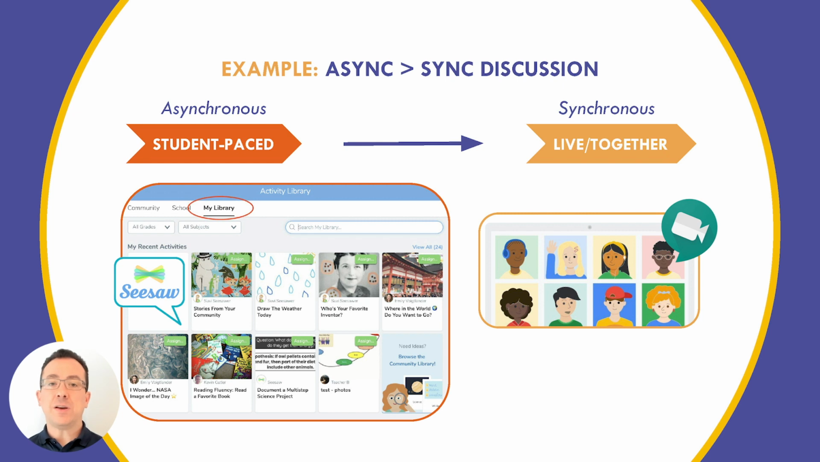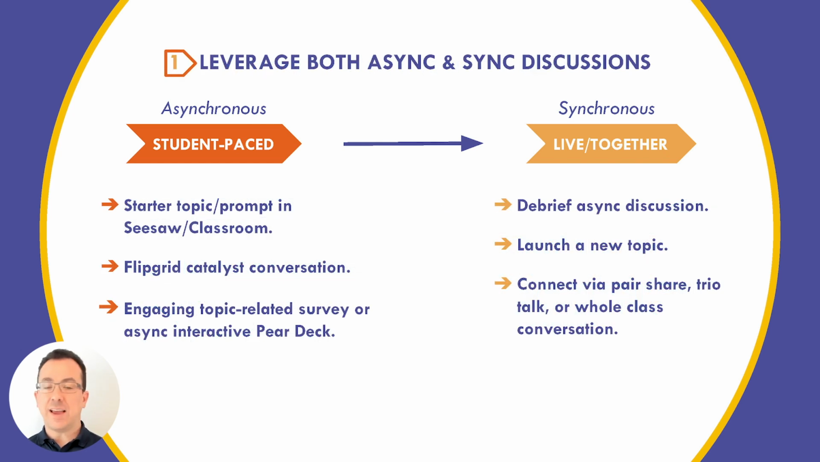Now, just because you're merging an asynchronous approach with a synchronous approach does not mean that one has to come before the other. So for instance, an example of asynchronous coming first might be you proposing a debatable topic or asking a loaded question on a platform like Google Classroom or Seesaw, or giving a survey to the students that gets them thinking, and then they take those results, and then in the live class session, they engage in a whole class discussion or pair share or a trio talk, and the conversation continues from there. Perhaps you ask them to then go back to the asynchronous platform, like Google Classroom, and reflect on what they've learned having met with their peers.